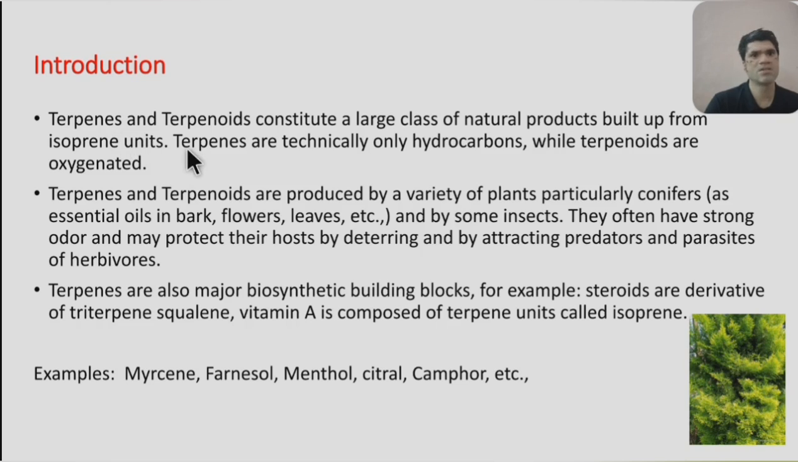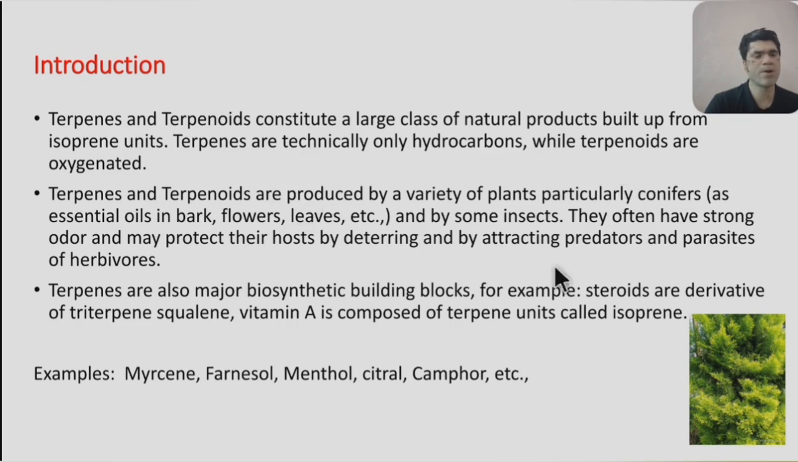So terpenoids are natural products built from one or more isoprene units, and these isoprene units are made up of hydrocarbons. That means hydrocarbons are made up of carbon and hydrogen only, whereas terpenoids are oxygenated. That means they contain carbon, hydrogen and oxygen.